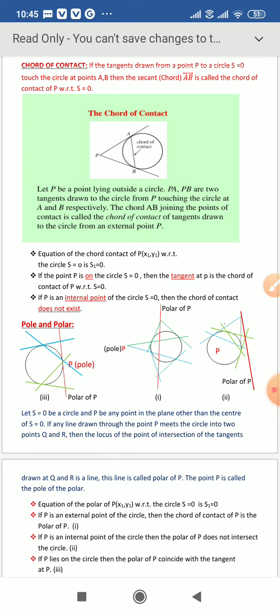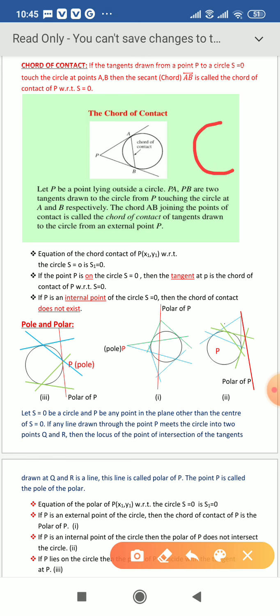What do you say if P is an internal point of the circle? P is an internal point. You observe this example. This is the circle, and this is the point P. Whatever it may be, can you draw a tangent from P to the circle? No. We cannot draw a tangent to the circle from a point which is internal.